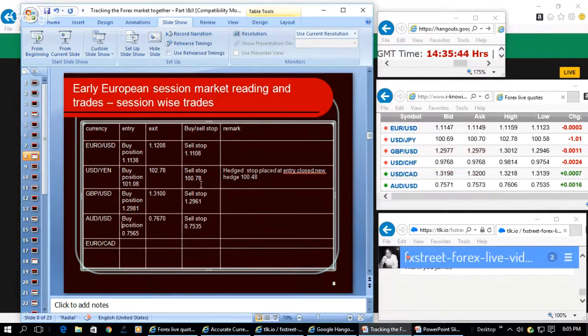So we have the hedge order to limit the risk. And what we do is we wait for the buy positions to make profit and then subsequently move the hedge order. And once it makes about 15 to 25 pips profit, keep stop at entry and remove the hedge order. Then the hedge order purpose is over. Until such time, we keep the hedge order.